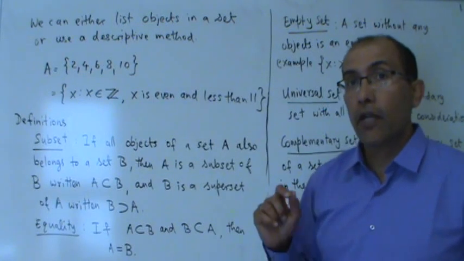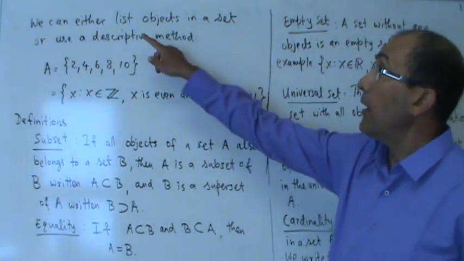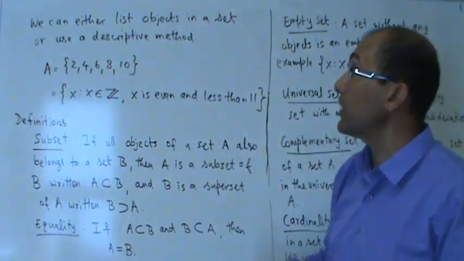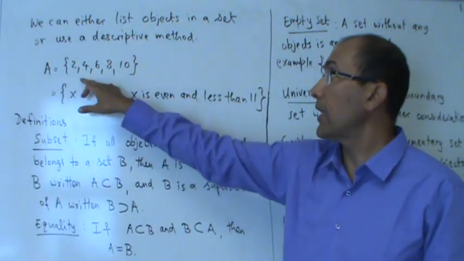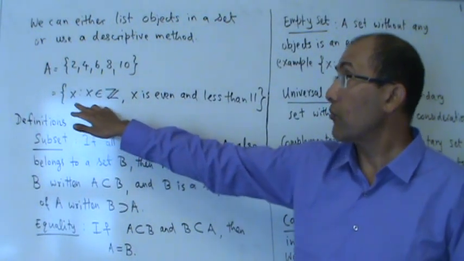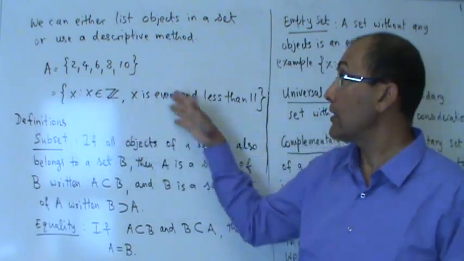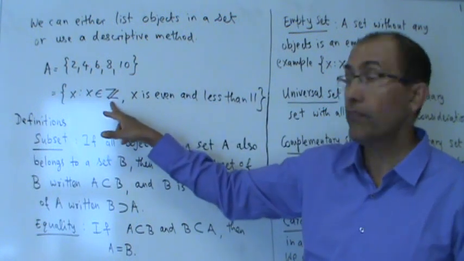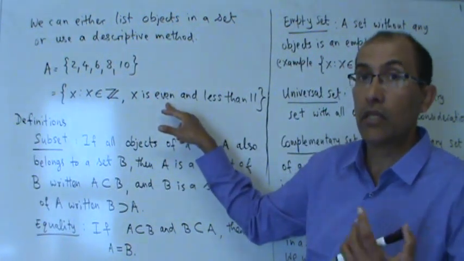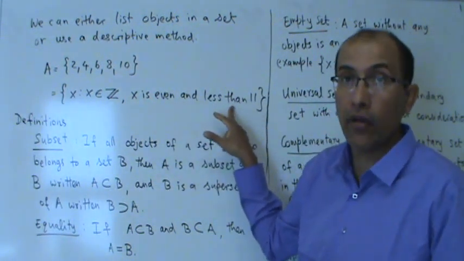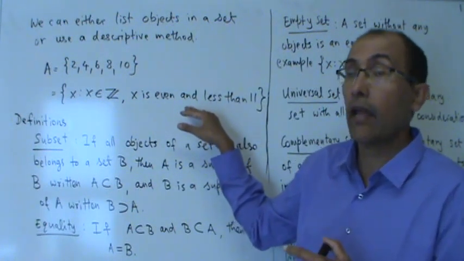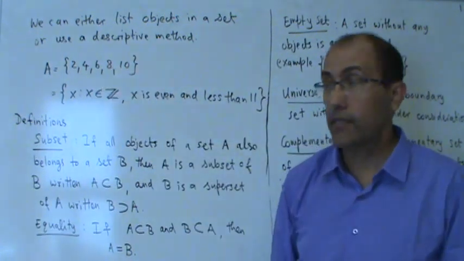Some definitions we are going to look at. To write a set, we can either list all the objects or use a descriptive method. So here is a set, here I am writing all the objects in the set, or I can describe it. So what's in this set is x, and then I describe what x is. X is an integer, this says belongs to, x is an integer, and I want x to be even, so it's an even integer, and less than 11. So this set has all the integers which are even and less than 11, and that's your set.